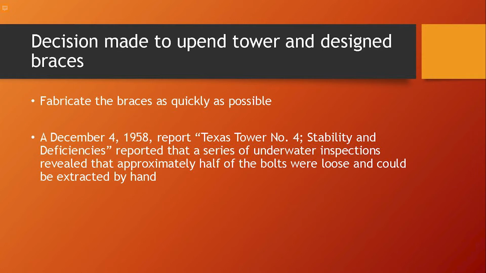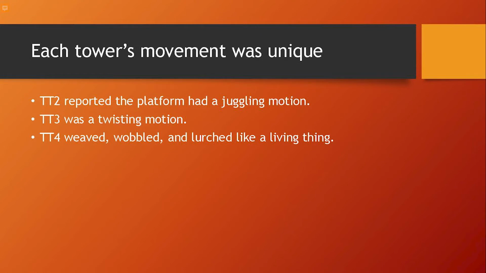A report in December of 1958 revealed that approximately half of the bolts were loose and could be extracted by hand. Divers reported that the bolts were not of design, diameter, or length, and that some of the holes were oversized. Additionally, the A leg was leaking oil from an area covered by the collar. There was no way to remedy this leak, so it was recommended that the tower continue to operate without repairing the leak. Each tower had its own unique movement.